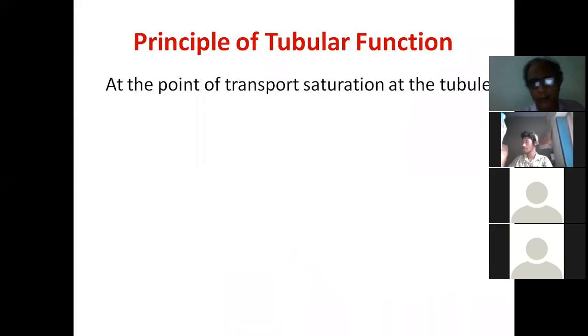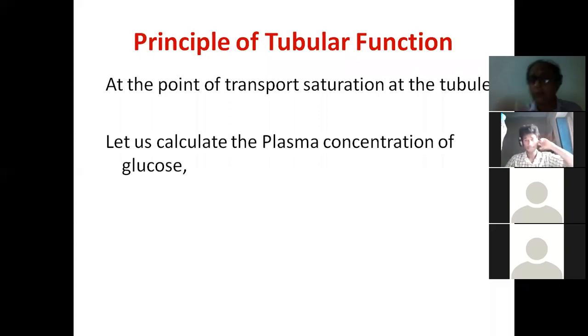Now, by knowing all this, at the point of transport saturation of the tubule, suppose PG is increasing, PG times GFR is increasing, and TG is increasing. As TG is increasing, it will reach a transport maximum. Now at the point of transport saturation, let us calculate the plasma concentration of glucose. Let us back calculate: when transport maximum for glucose is reached at the tubular level, what would be the value of plasma concentration of glucose.